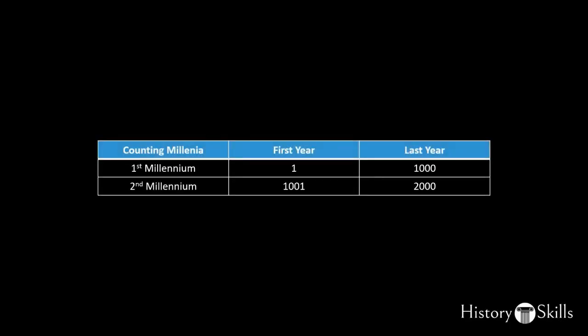A millennium is a set of 1000 years. The same rule for centuries applies to millennia. Just use lots of 1000 instead of 100. Therefore, the first year of the first millennium was AD 1 and the final year is AD 1000. In the same way, the first year of the second millennium was 1001 and the final year was 2000.